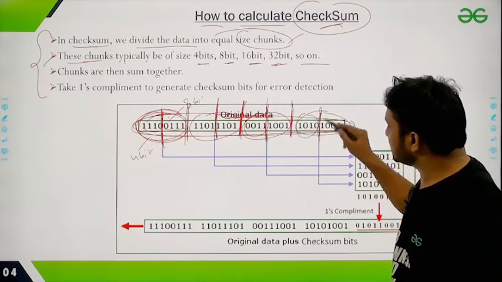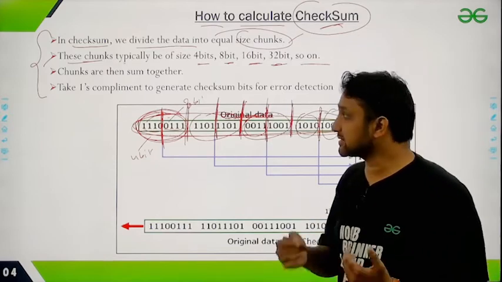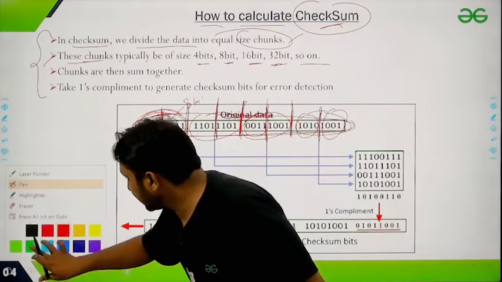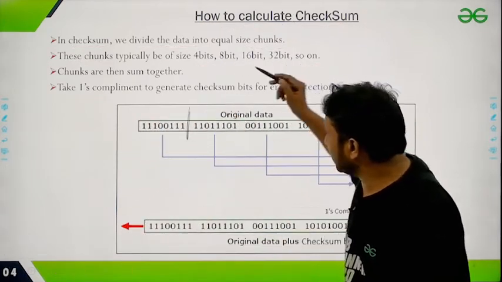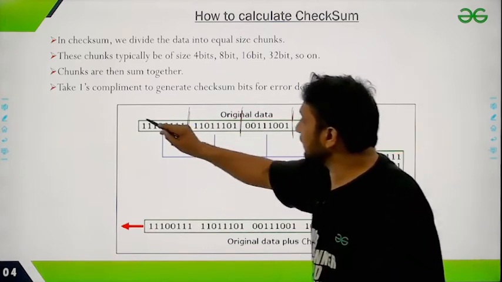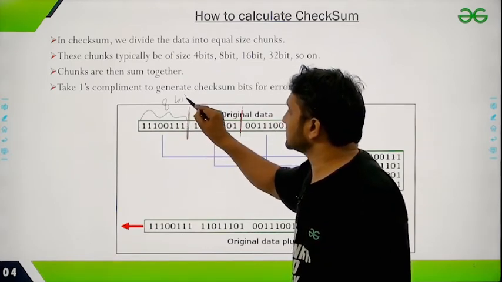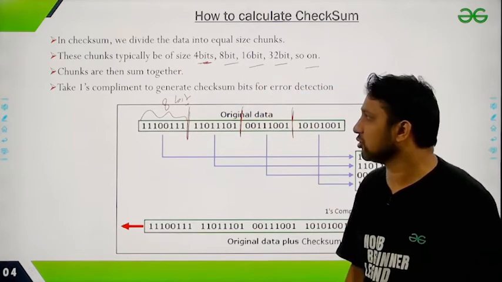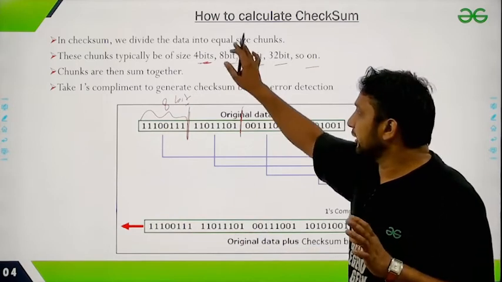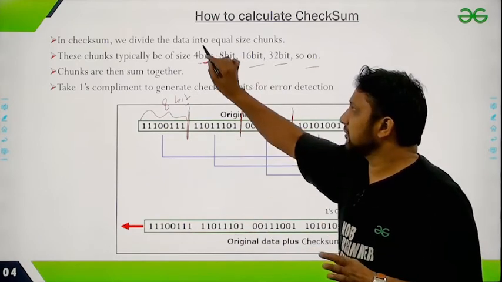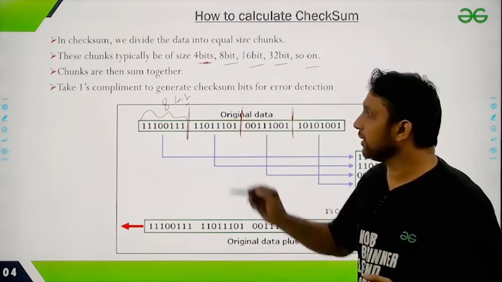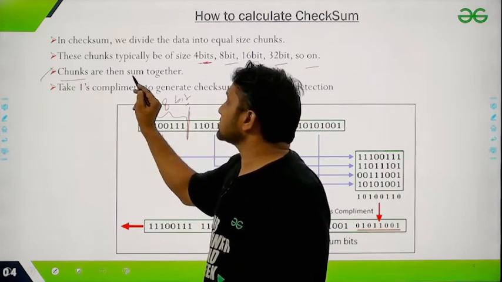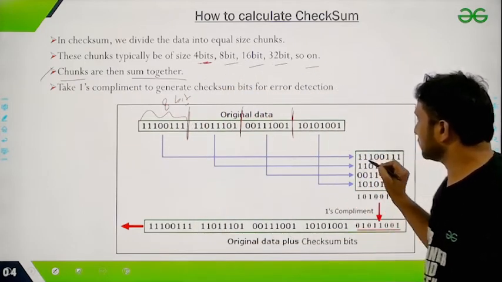Then we will use these chunks to generate the checksum bits. In this case we are dividing the original data into eight-bit chunks. Otherwise, we can divide it into 4 bit, 8 bit, 16, 32, 64 and so on. So simply, we are dividing data into chunks. The size of chunks may be 4 bit, 8 bit, 16 and so on. Third point: the chunks are summed together.